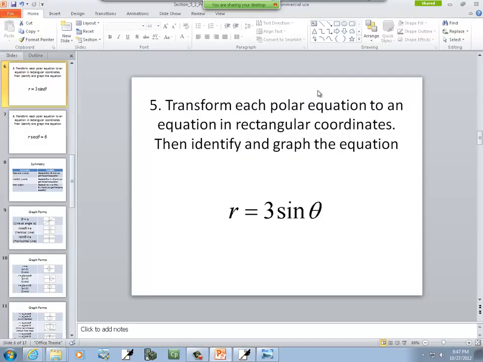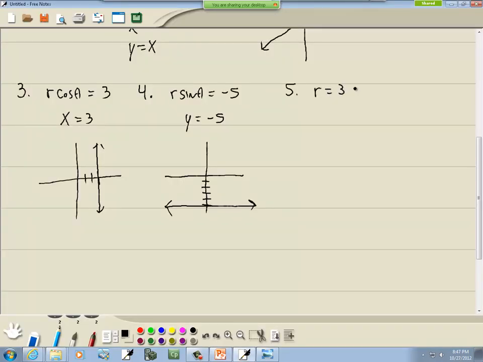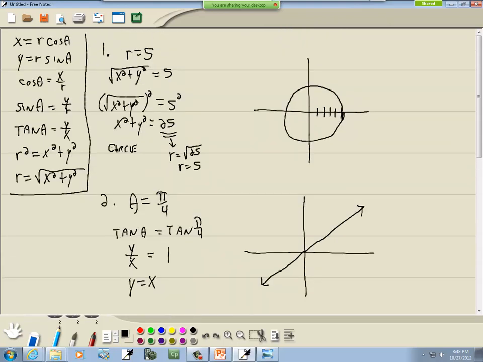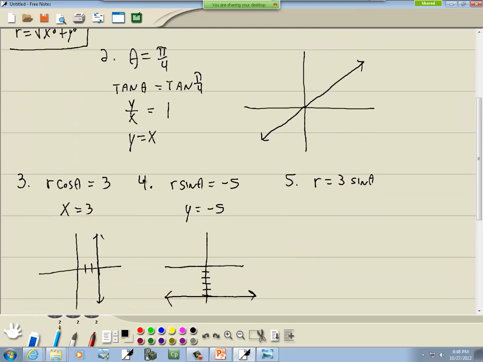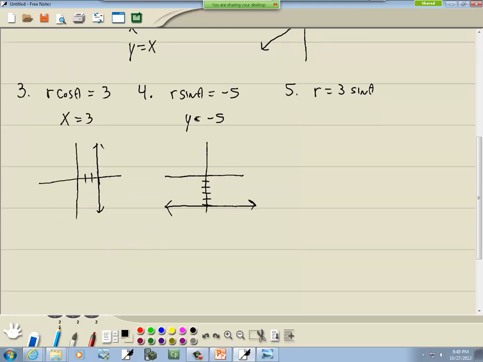Now this one, we have r is equal to 3 sine theta. The only sine theta we have in our formulas, besides this one, which doesn't help us, is this one up here, and it has an r in front of it. Well, we could go through and multiply everything by r to begin with. So r times r is equal to r times 3 sine theta. So we get r squared is equal to 3r sine theta.